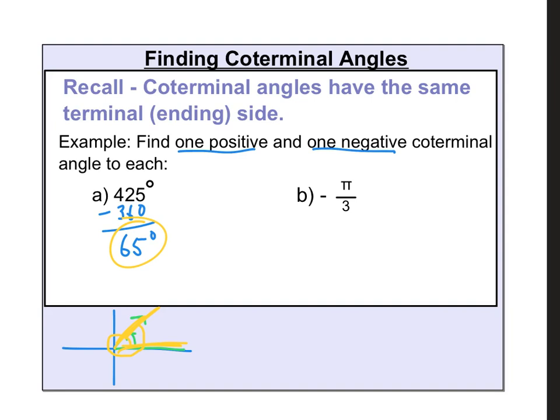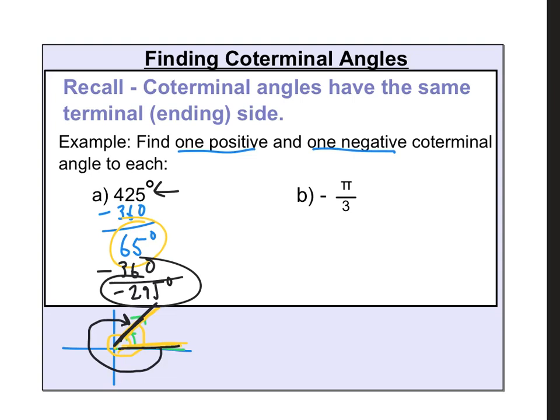Now, if we need another one, we can just subtract 360 again. You just keep adding or subtracting 360 and you're going to get coterminals, as many as you need. So negative 295 degrees, sorry, that's a little sloppy looking, but that's another one. Remember, negative angles are when you go this way. If I went 295 that way, I would still end up in the exact same spot. All of those angles are the same: 425, 65, negative 295. They all terminate in the exact same spot.